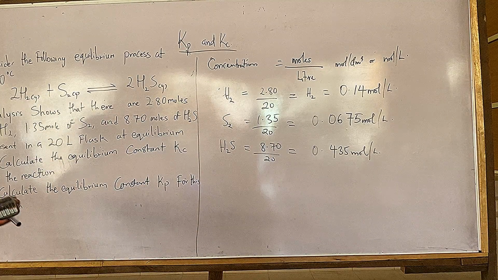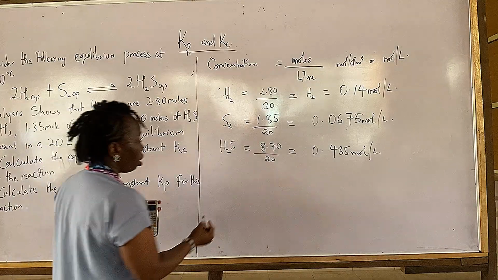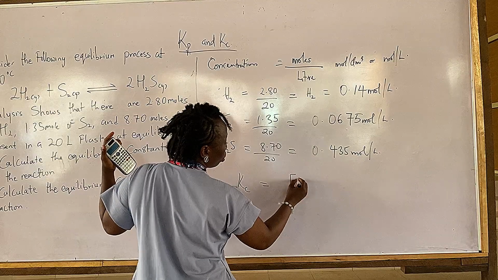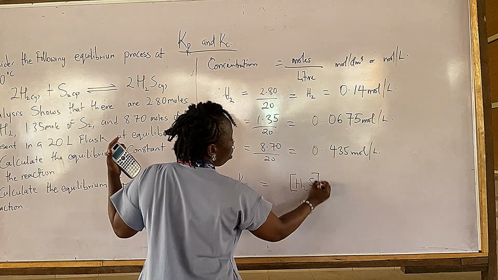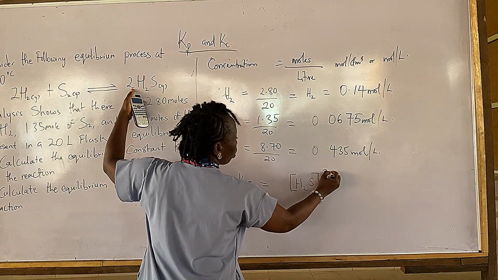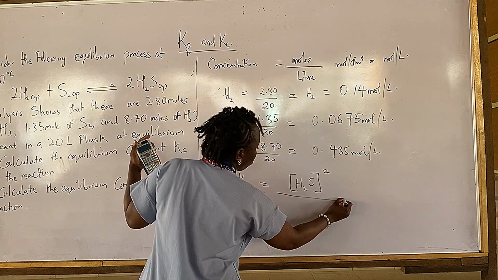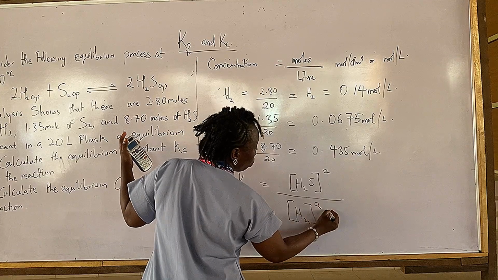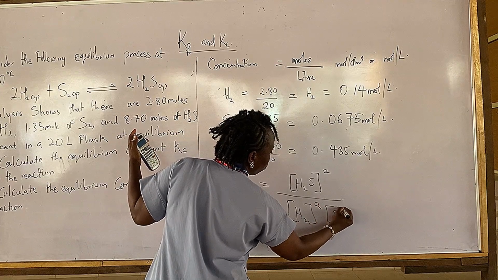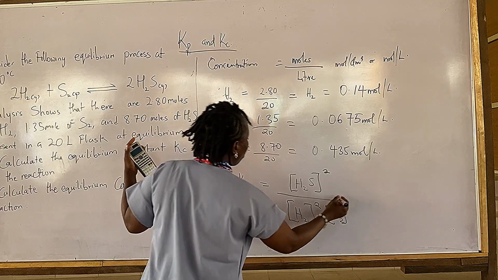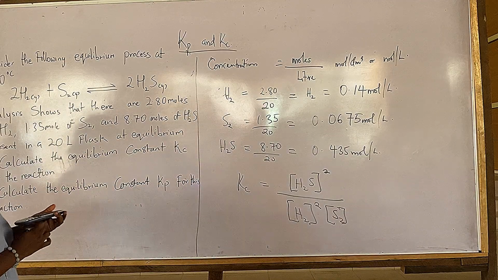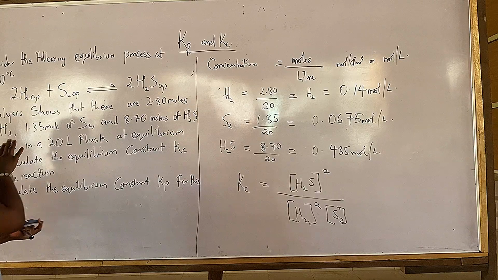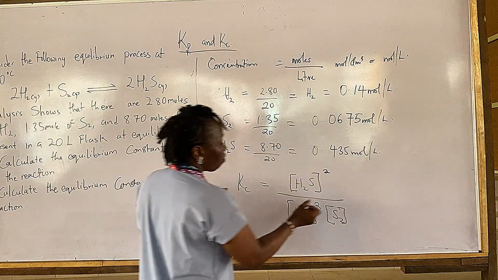So we have gotten the concentration. The next thing is to now know the equilibrium constant. Remember that the equilibrium constant expression will be that of the concentration of the products raised to power what? 2, because it has 2 coefficients, all over the concentration of hydrogen raised to power 2 times the concentration of sulfur raised to power 1. Because as I said, the first step is to check if the reaction is balanced. And now the reaction is balanced. So evaluate your Kc.